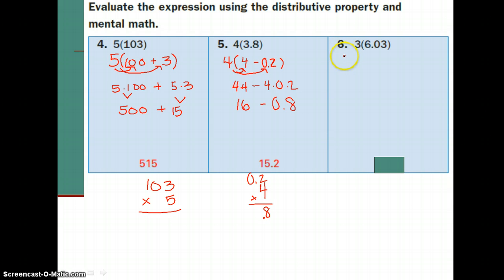Pause the video, complete number 6. 3 times, well, this is 6 plus 3 hundredths. Distribute out the 3. 3 times 6 plus 3 times 3 hundredths. 18 plus 3 times 3 is 9. Bring over the 2 decimal places. And what's 18 plus 9 hundredths? 18 and 9 hundredths.